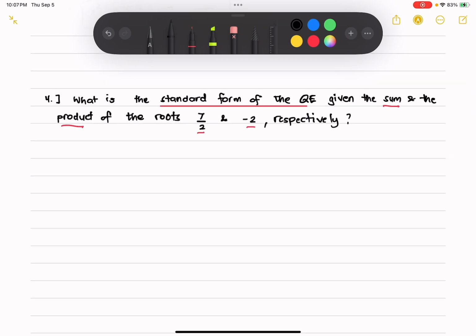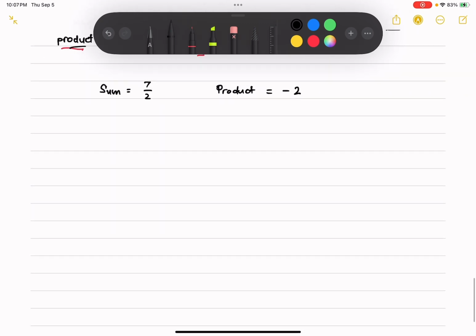Okay, now let's have number 4. What is the standard form of the quadratic equation given the sum and the product of the roots na 7 over 2 and negative 2 respectively? So, that means ang sum mo is 7 over 2 and the product is negative 2. Okay, so kung isusulat natin yan, in the quadratic equation, we have x squared. So get the opposite. So automatic this is for the linear term and this is for the constant term.